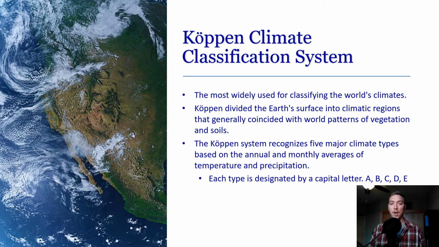So the Köppen system recognizes five major climate types based on annual and monthly averages of temperature and precipitation. The first four designators that we're going to talk about focus primarily on temperature, and the last one we'll talk about focuses on precipitation. So we see here the primary designator is the A, B, C, D, or E systems. A, C, D, and E all relate to temperature, whereas B relates to precipitation.